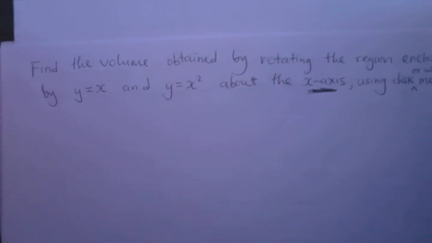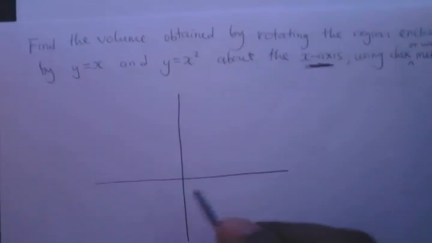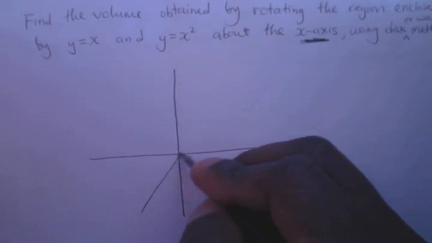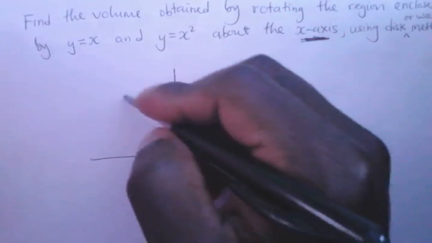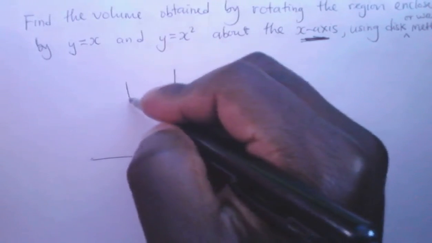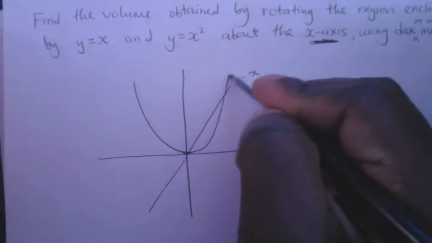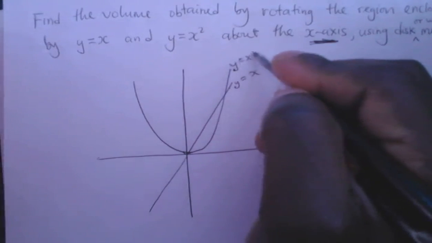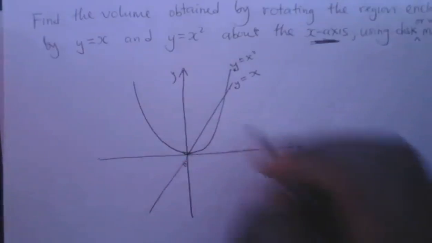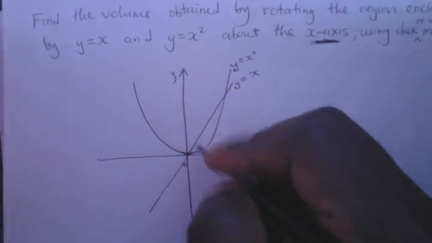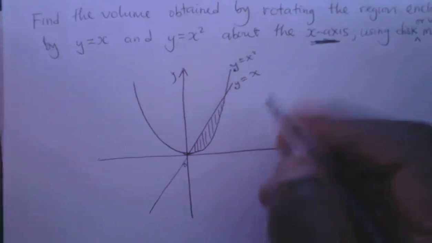First thing, you need to sketch that region. So let's sketch it quickly. We know that y equals x is just a straight line that passes through the origin. So that is y equals x. And then y equals x squared, we're going to have something that looks like this. Alright, so this is y equals x squared. So this is the x-axis, this is the y-axis. Make sure you label your axis and label the graphs. And we know this is just going to be your region of interest.